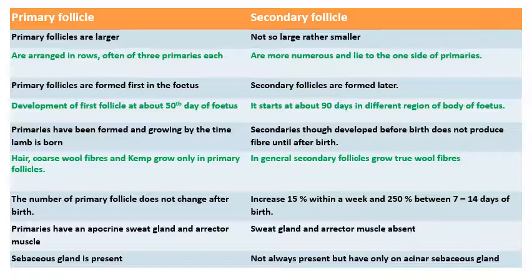So all the primary follicle formation is already over before birth, whereas secondaries, though developed before birth, do not produce fiber until birth. So actual fiber production starts after the birth. The follicle will be ready. In the case of primary follicle, hair or coarse wool fibers and the kemp grow only in primary follicles.